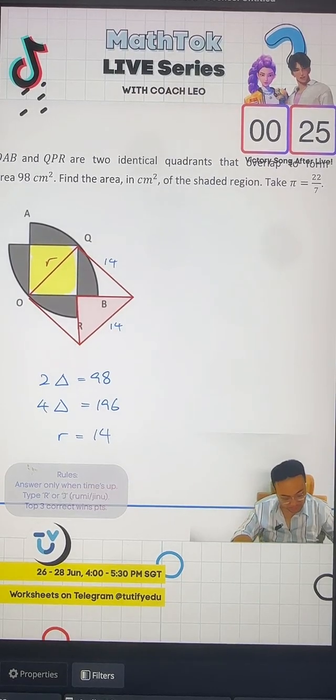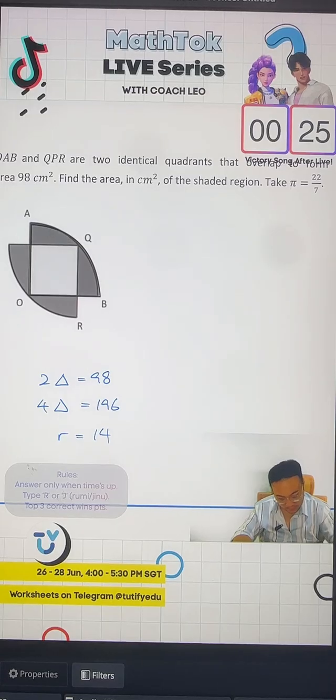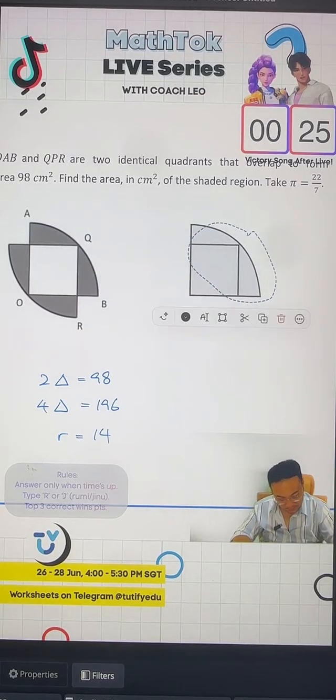So if I were to draw, let me make a copy of this diagram. Let me erase this first. So this is one quadrant, and this is another quadrant.